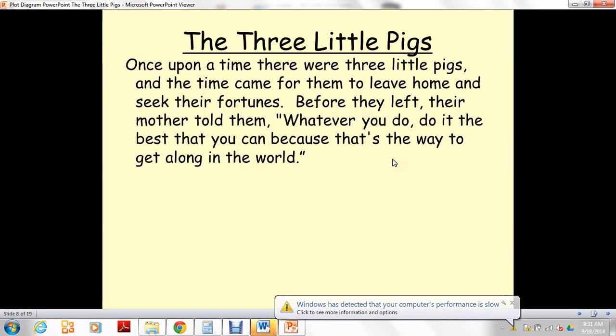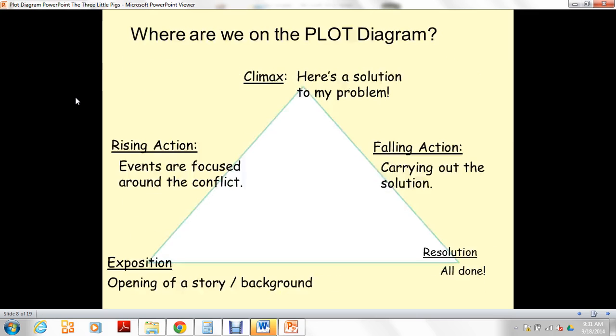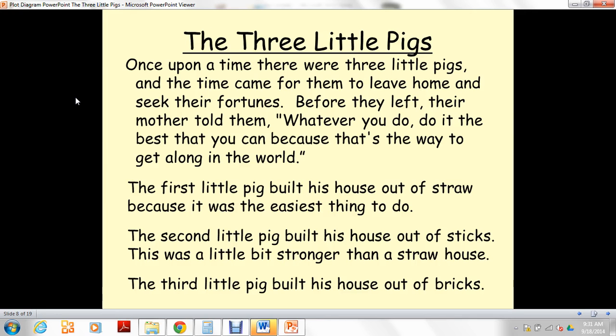Let's look at the Three Little Pigs. Once upon a time, there were 3 little pigs, and the time came for them to leave home and seek their fortune. Before they left, their mother told them, whatever you do, do it the best that you can, because that's the way to get along in the world. The first little pig built his house out of straw because it was the easiest thing to do. The second little pig built his house out of sticks, a little bit stronger than a straw house. The third little pig built his house out of brick.